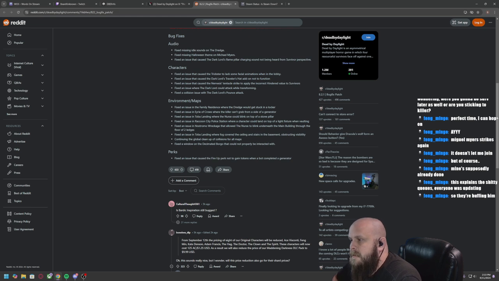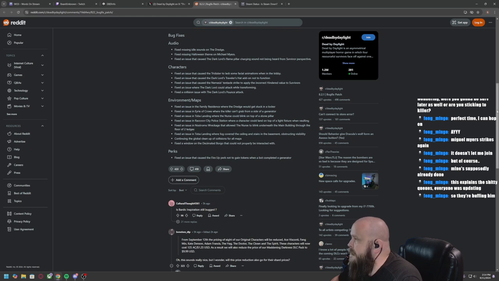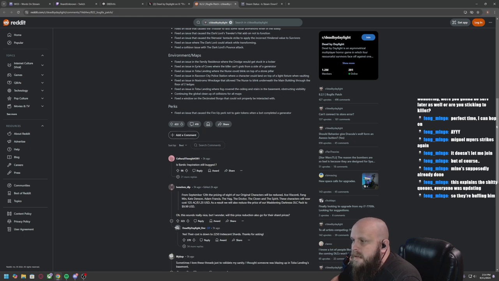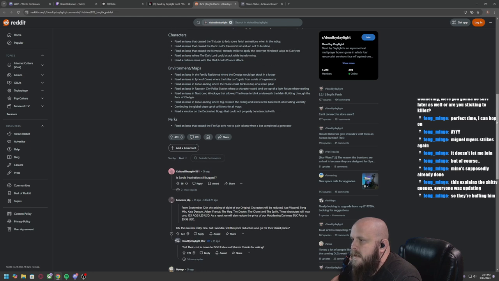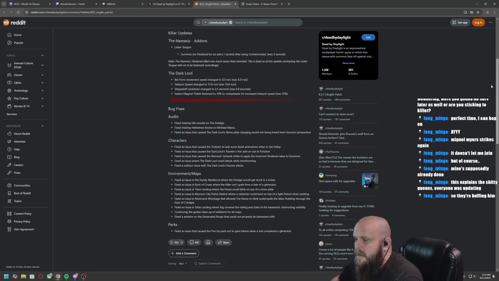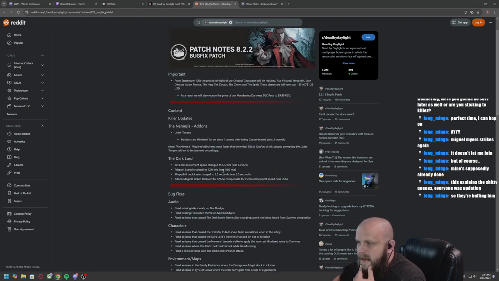Fixed an issue in Toba Landing where fog covered the ceiling and stairs in the basement, obstructing visibility. Continuing the global cleanup of collision on all maps. Fixed a window on the Decimated Borgo that could not properly be interacted with. Okay, that one was big. Fixed an issue that would cause the Fire Up perk not to gain tokens when a bot completed a generator. All good things.